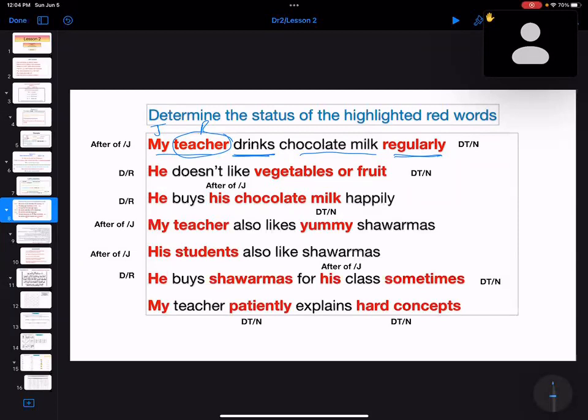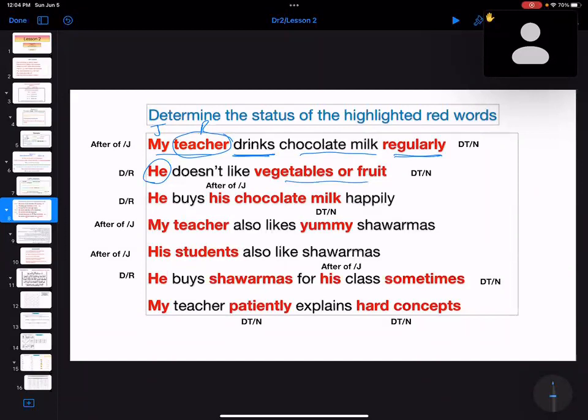Next one, he does not like vegetables or fruit. Basically we are talking about him, right? So this is the main subject, and he is going to be rafa over here. And what about him? He doesn't like vegetables or fruit. So this is further detail, right?